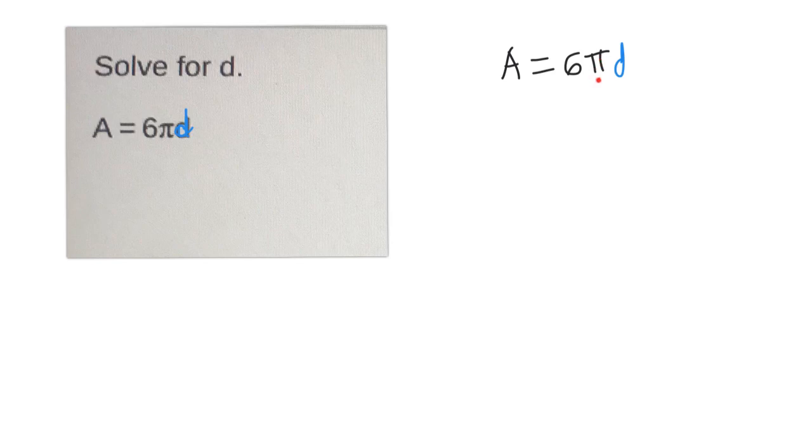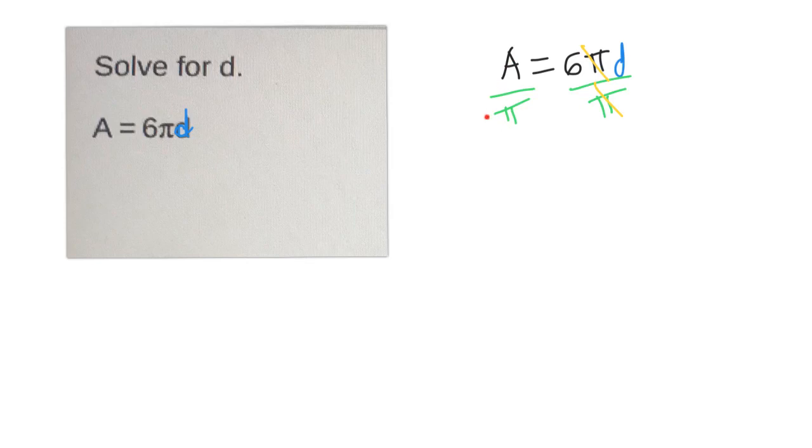Now, let's focus on the pi. What is pi doing to D right now? It is multiplying D, so we have to do the inverse operation, also known as division. Boom, get rid of the pi's. Why not? It was annoying, so we got rid of it.